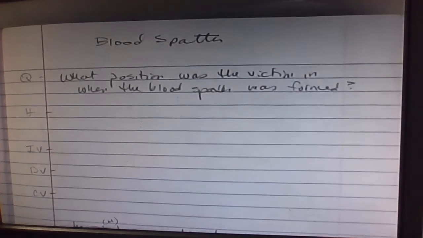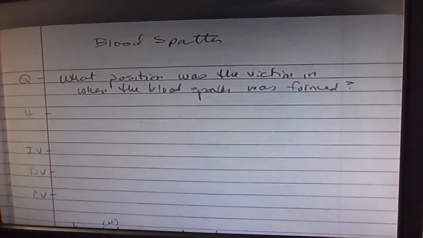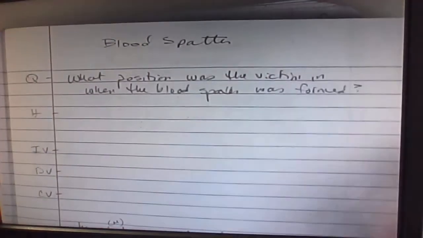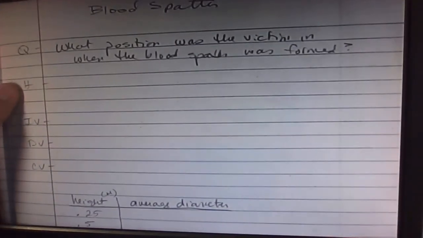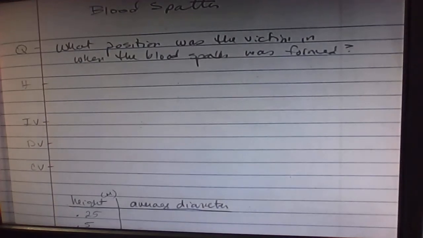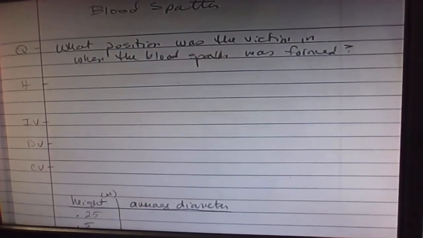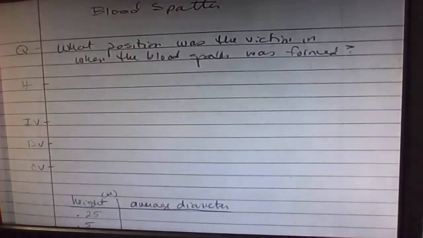As it turns out, there is a scientific principle that the higher up or the lower down the blood is when it falls, there is a pattern to the average size of the diameter. So we can use that information to determine what position the victim was in when the blood was formed. You're given that question. H, of course, means hypothesis. You are going to write your hypothesis. When you write your hypothesis, you're going to indicate what position you think this person was in.